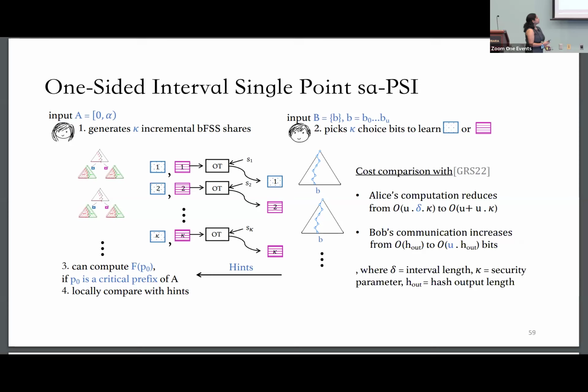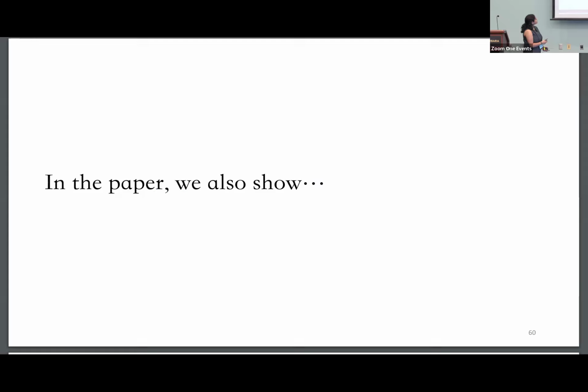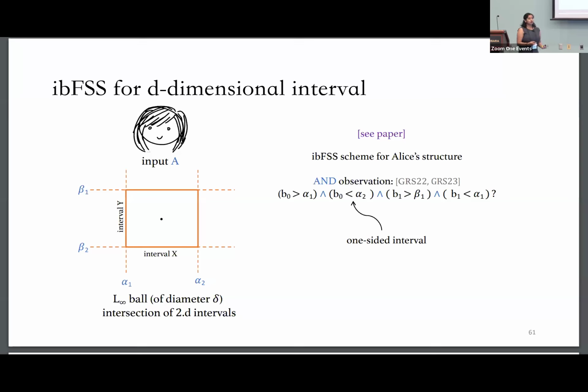Yeah, and a little bit about the cost comparison. So if you compare with this previous framework, you notice that Alice's computation reduces. Here, delta is the size of the interval. So now Alice doesn't have to compute on the entire interval. So there's a reduction in her computation. And there's also a slight increase in Bob's communication. But you really start to see savings when you start looking at more complicated structures. I've shown a very simple example here. And in the paper, we also explore more complicated structures.